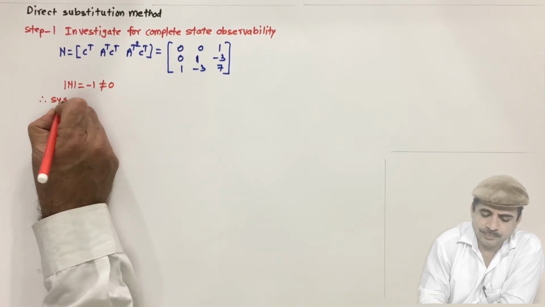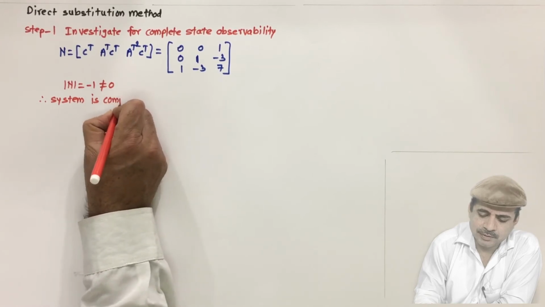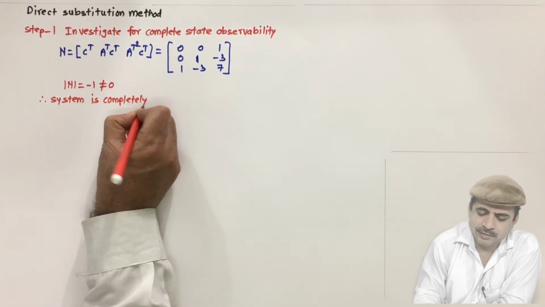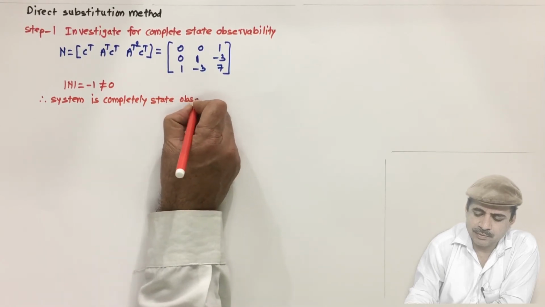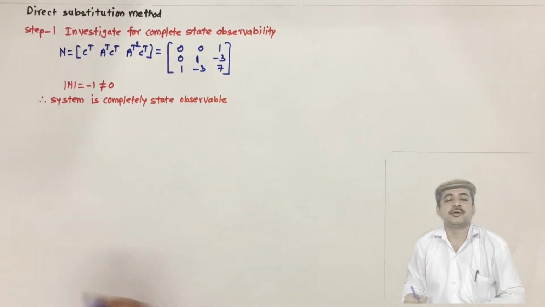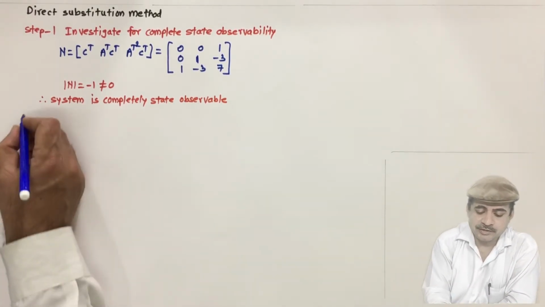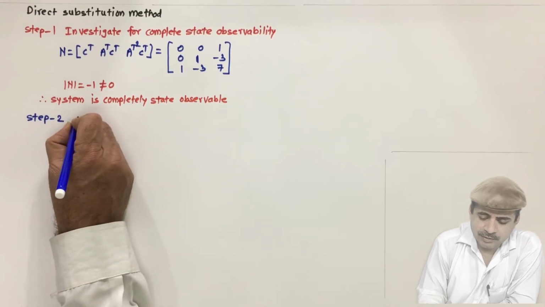So system is completely state observable, and state observable design is possible. Then step 2. In step 2, what we are doing?